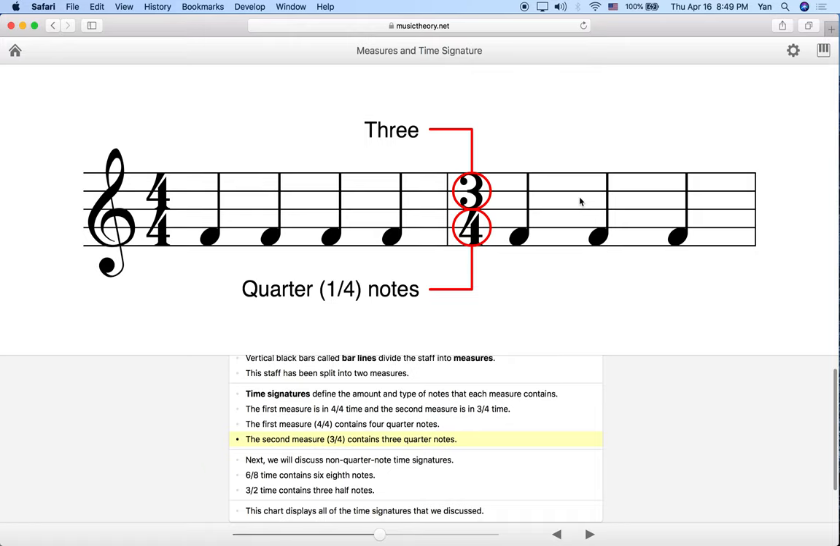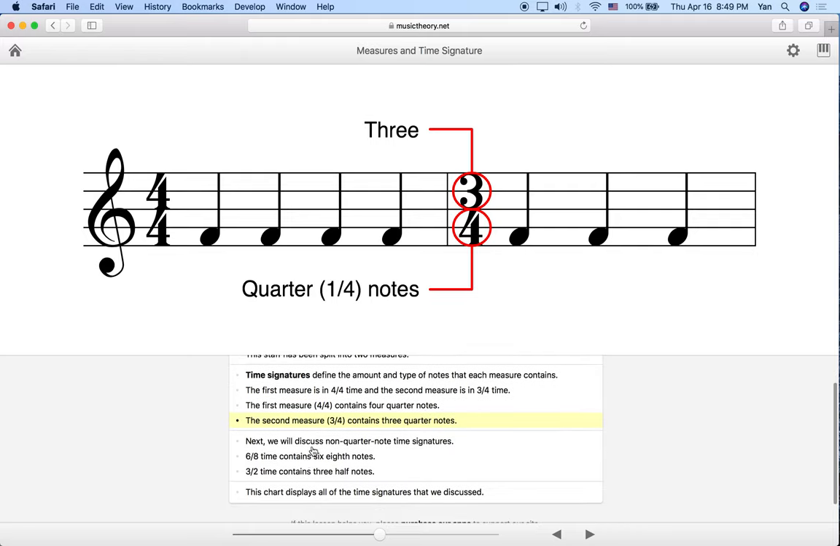Now, you can fill up the space with silences, or rests, if you want. For example, in a 3-4 bar, you could have two quarter notes and then write a quarter note rest to make that third beat. But we'll get into rests in another lesson.